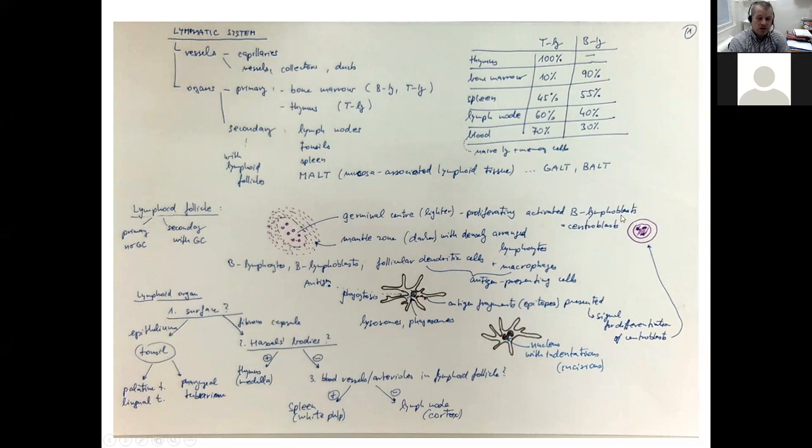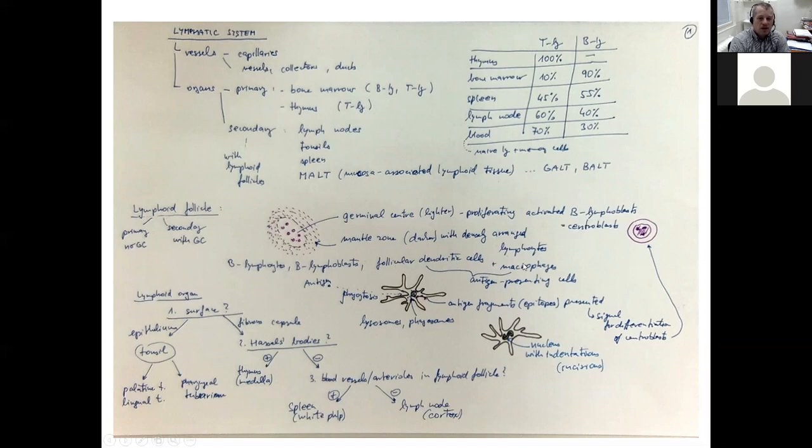B lymphoblasts, proliferate. They are called centroblasts, because they are in the germinal center. So if you see something like this, you call it secondary lymphoid follicle with the germinal center. If there is no germinal center, you call it primary lymphoid follicle. What cells are in? Mainly B lymphocytes, B lymphoblasts or centroblasts.